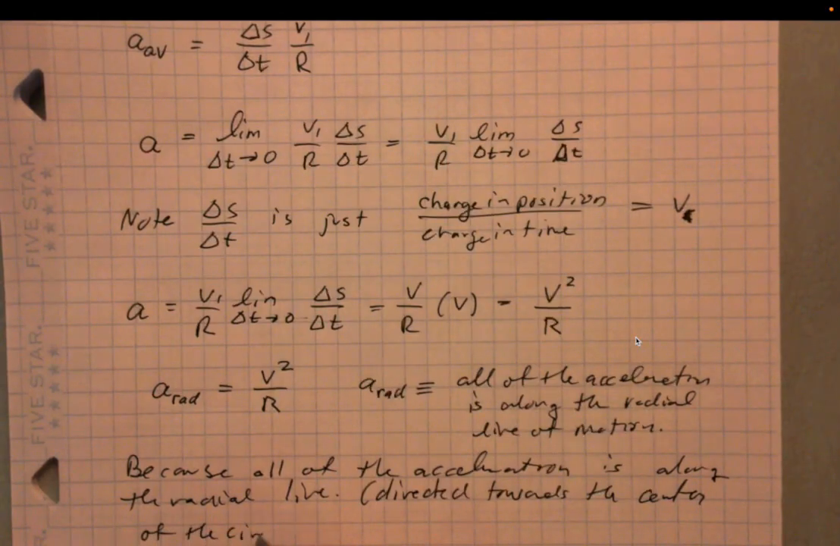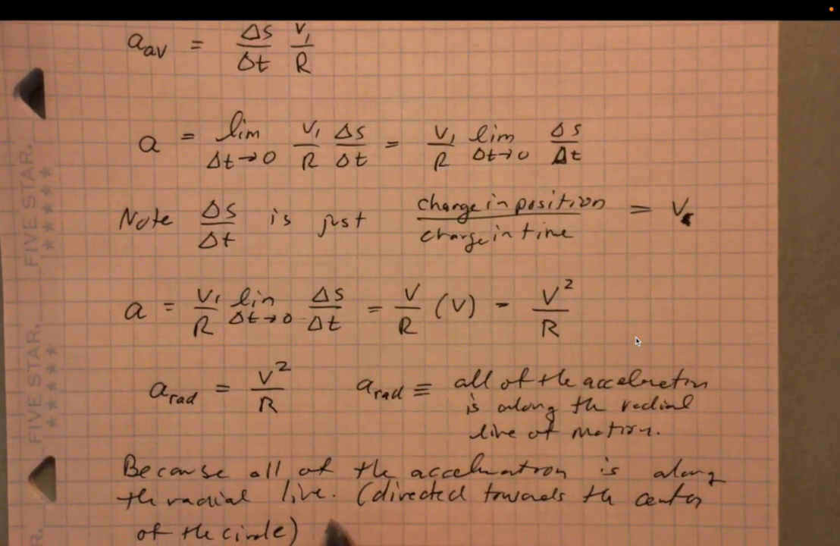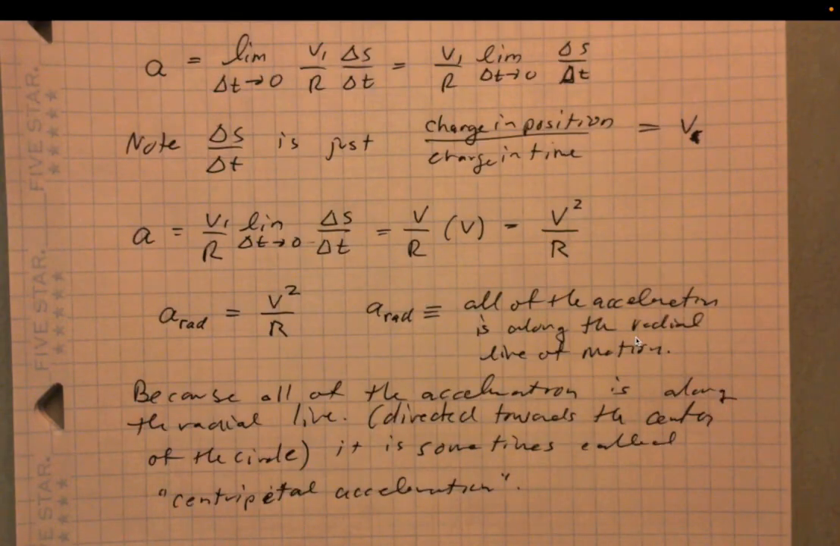Of the circle. This is sometimes called centripetal acceleration. Okay, so you've certainly heard that term, I would say. Most people have heard that term. All right, very good. So that's how we can quantify the acceleration of an object under uniform circular motion.